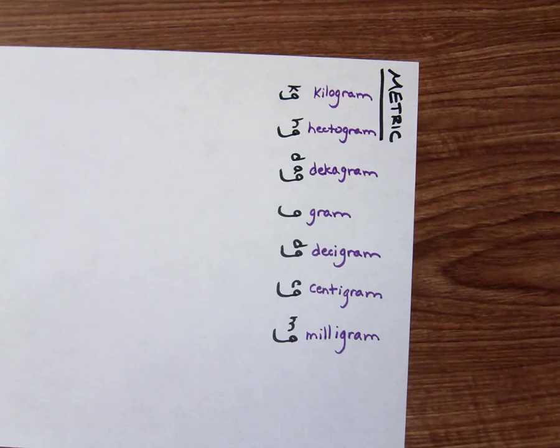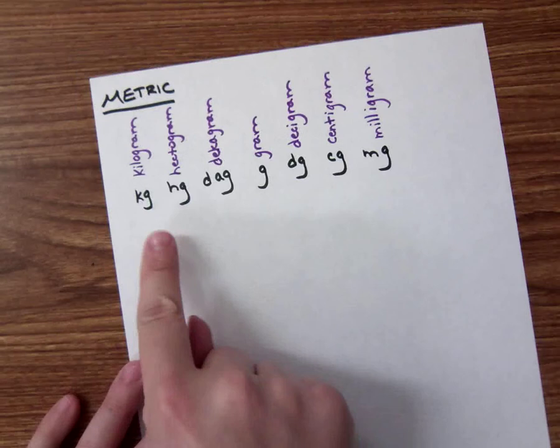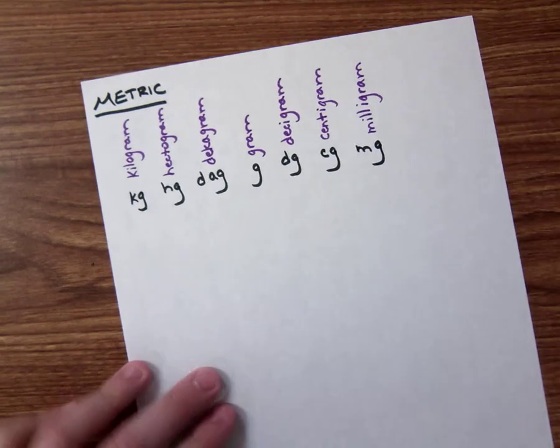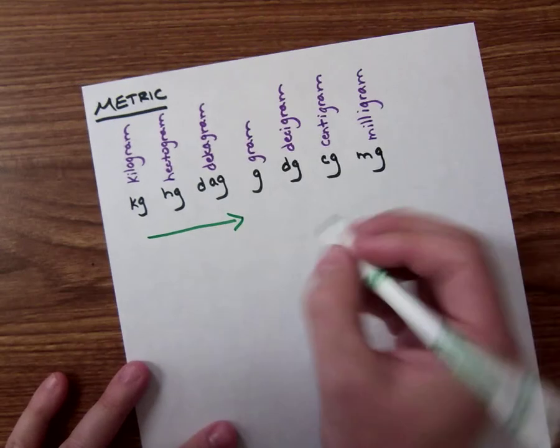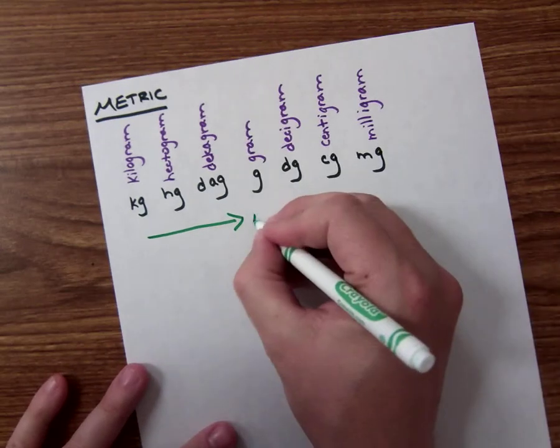Just like with the length measurements, we still multiply and divide by 10 depending on which direction up the ladder you go. So if I'm moving from left to right, if I'm moving in that direction, I am multiplying by 10.